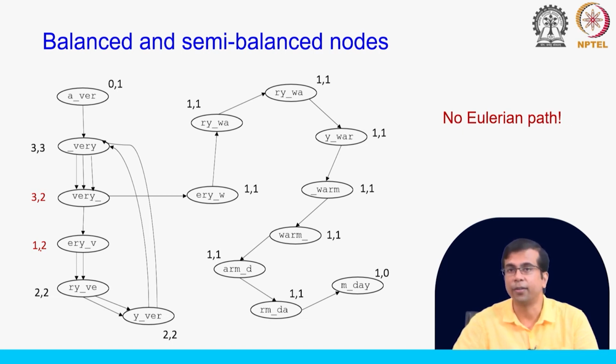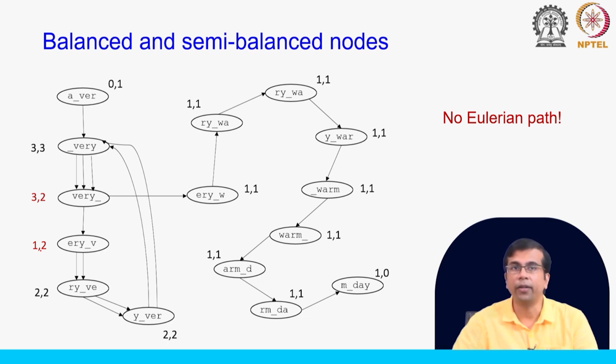and this means we cannot say that there is an Eulerian path. So, there is no Eulerian path, because we are not satisfying the criteria that we discussed before. For an Eulerian path to exist, the graph should have at most 2 semi balanced nodes, but here we see 4 semi balanced nodes. So, this is the problem now.